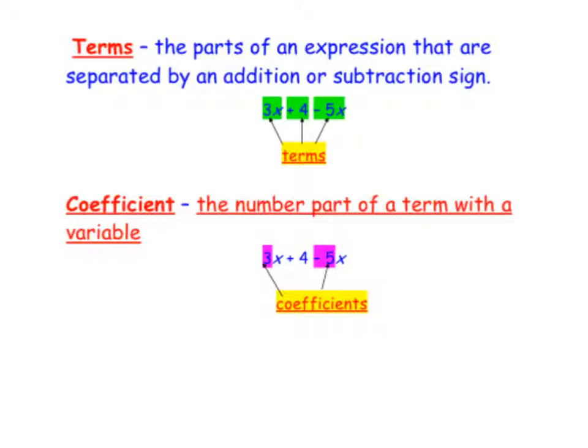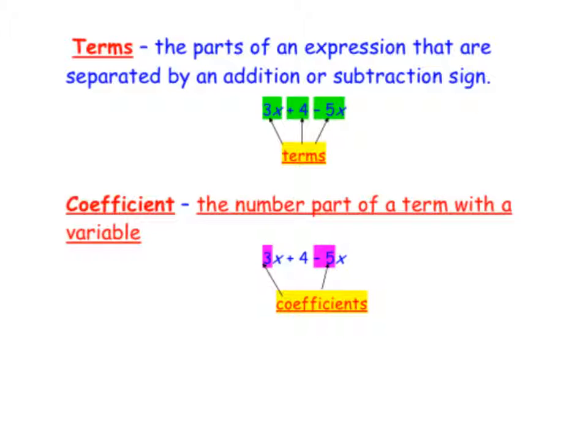Then we want to learn the word coefficient. The coefficient is the number part of a term with a variable. So it's the number with a variable. So the coefficient here would be a 3 because it's with the x, and then a -5 is with this x. Now this subtraction sign becomes part of that 5, making it a -5. So you can look at that as minus a +5, or when we're identifying coefficients in terms, we just call that a -5.